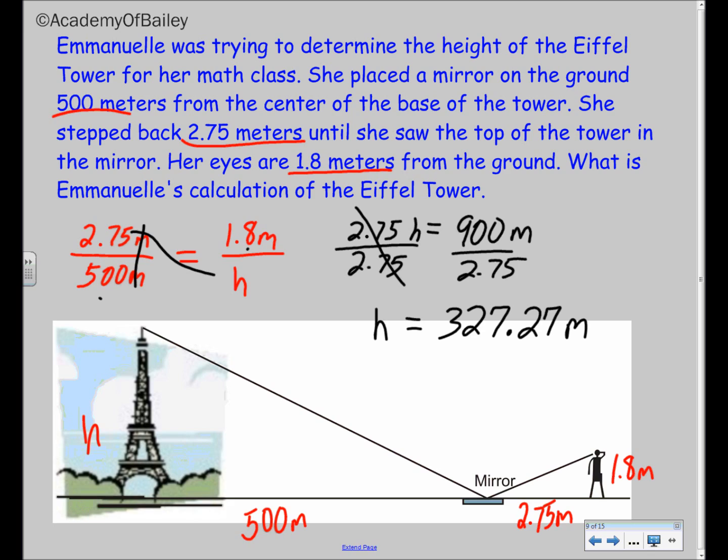So, this is the calculation for Emmanuel to determine the height of the Eiffel Tower.